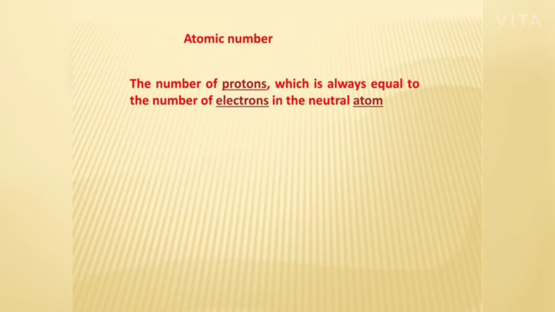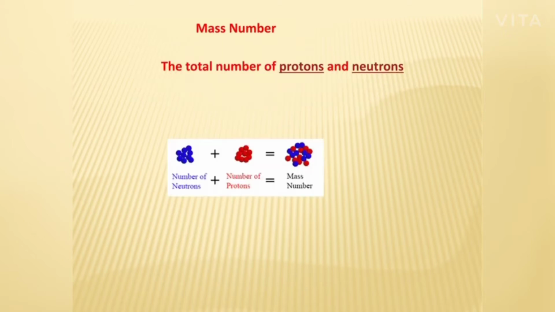Next term, atomic number. Atomic number depends upon the number of protons, which is always equal to the number of electrons. Normally all atoms are in a neutral condition because the number of positive charges equals the number of negative charges. So atomic number equals the number of protons or the number of electrons.